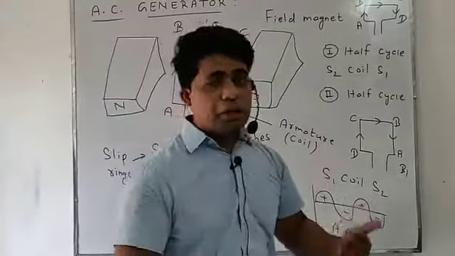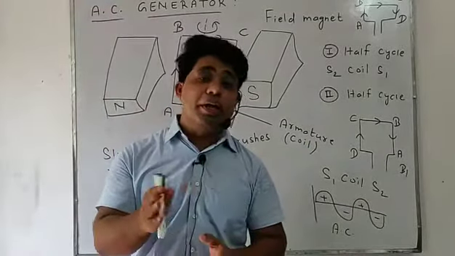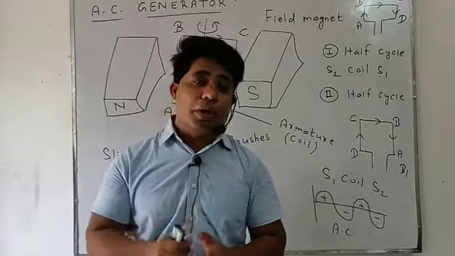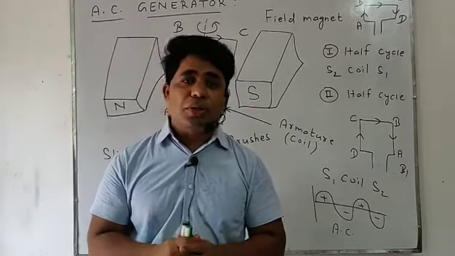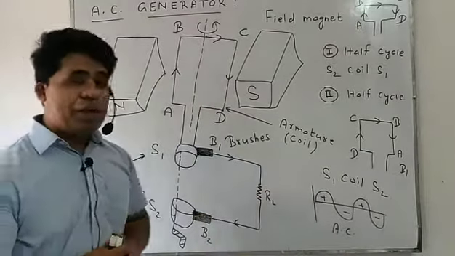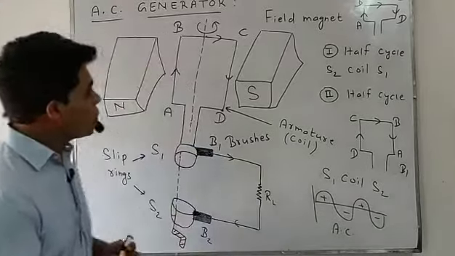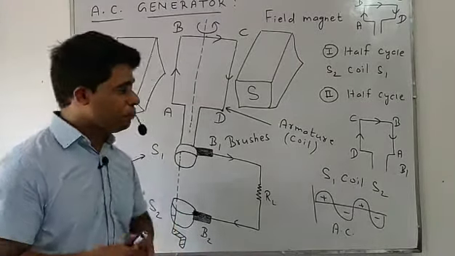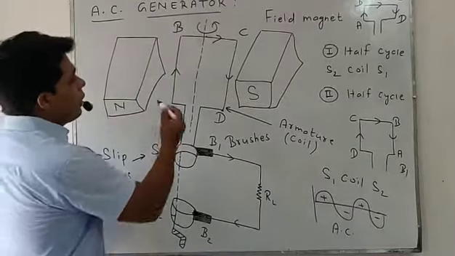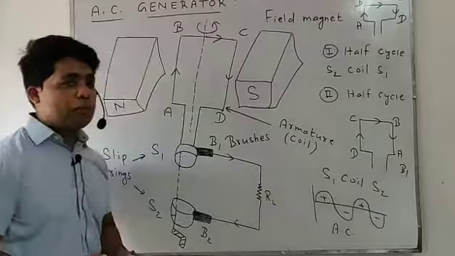It produces alternating current and basically it only converts one form of energy into another. It converts mechanical energy into electrical energy and it produces AC current. So now students, first of all we discuss its construction, then principle and at last working. Look students, you can see basically it consists of four parts. First of all, A, B, C, D, that is called the armature or coil.